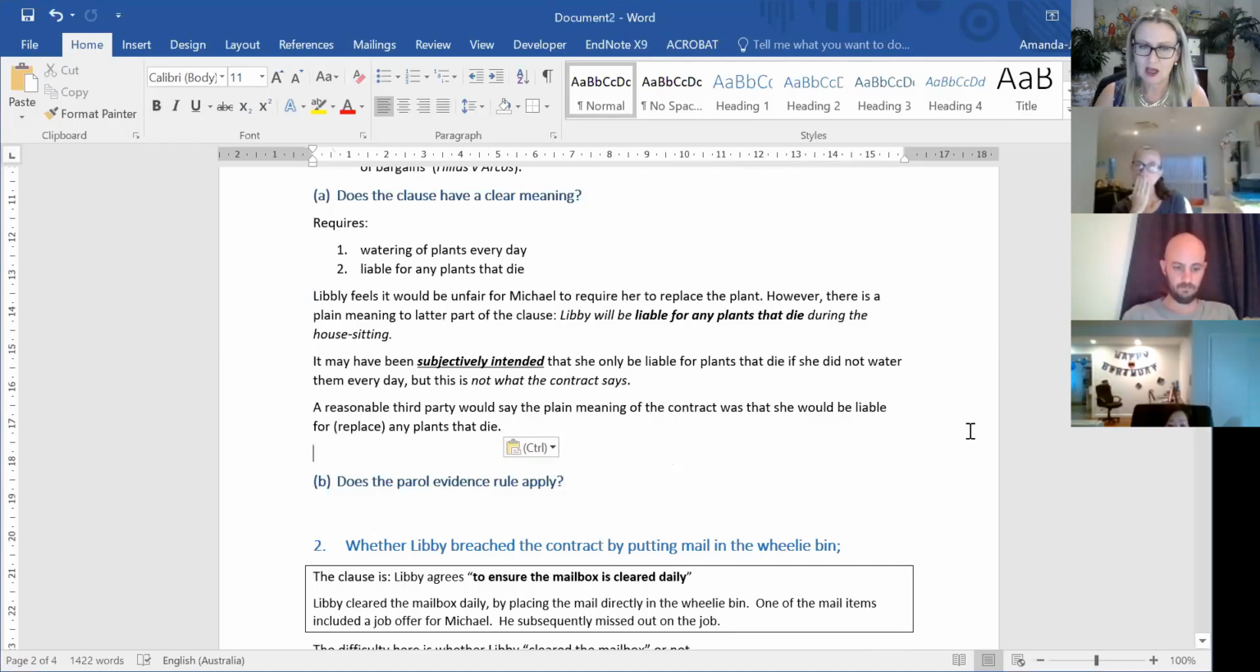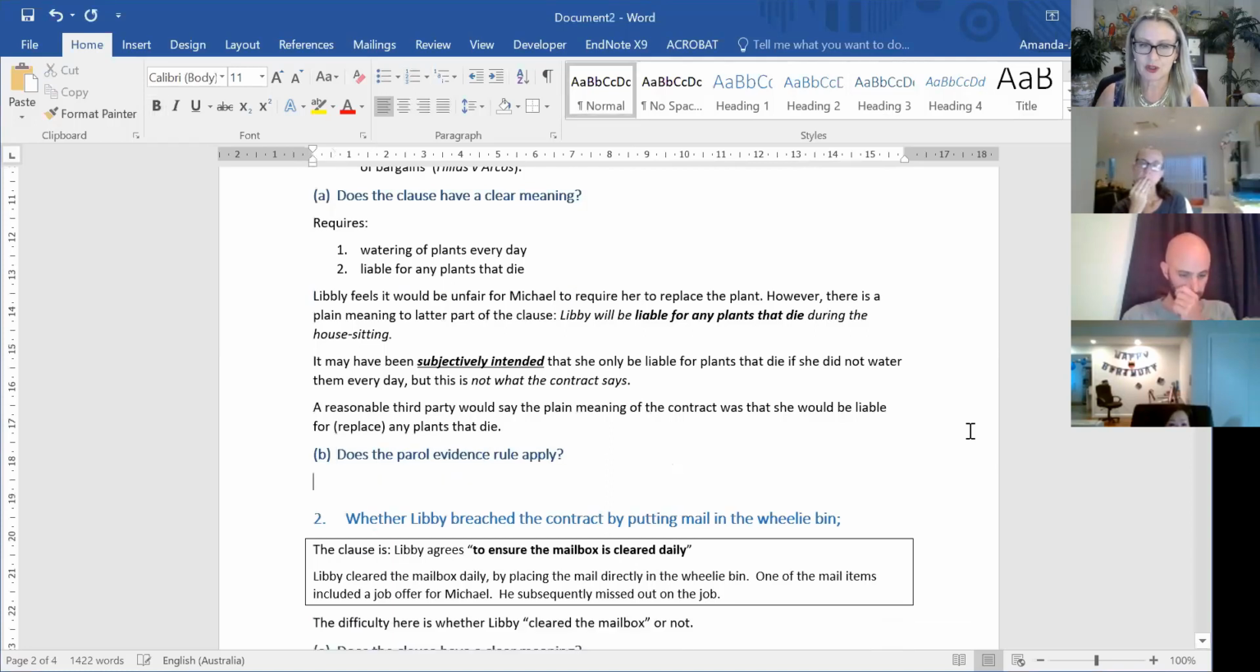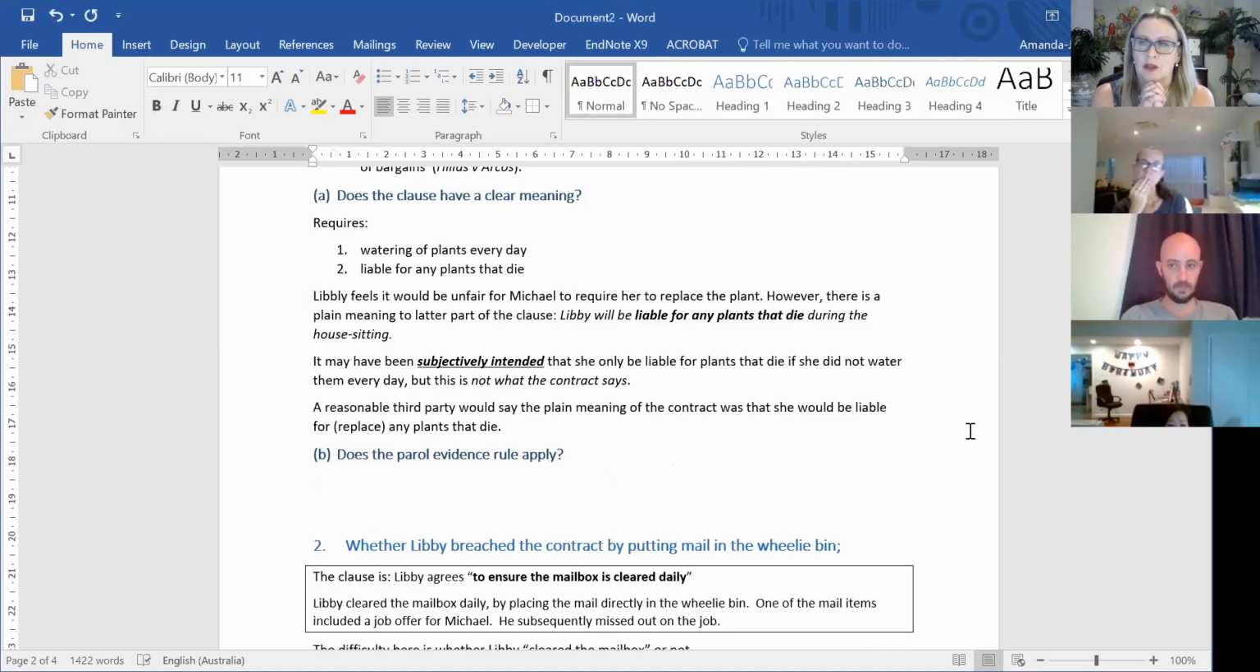All right, so if this ever got to court, would a court allow, on Damien's nice little argument, extrinsic evidence to be led to show that the parties actually did intend subjectively that she would only be liable for plants that were watered incorrectly? Would the parol evidence rule apply?